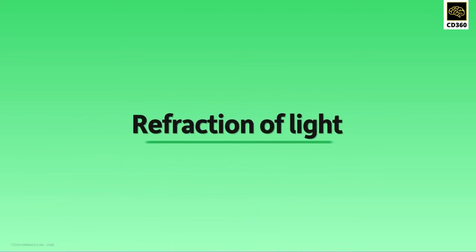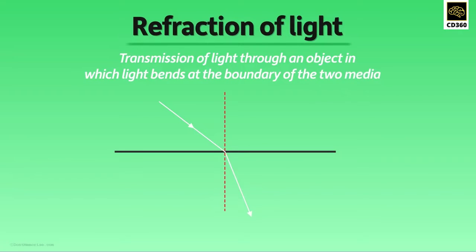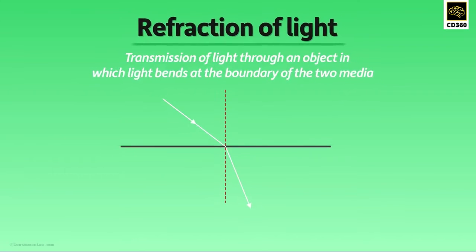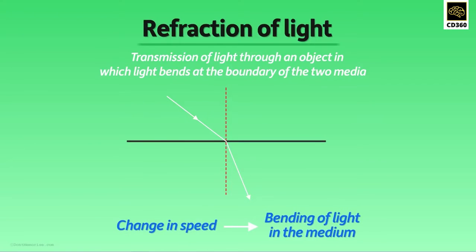In the previous video, we learnt what refraction of light is. Refraction of light is a transmission of light through an object in which the light which is incident obliquely bends at the boundary of the two media. We also said that the bending of light in the medium is caused by the change in its speed.